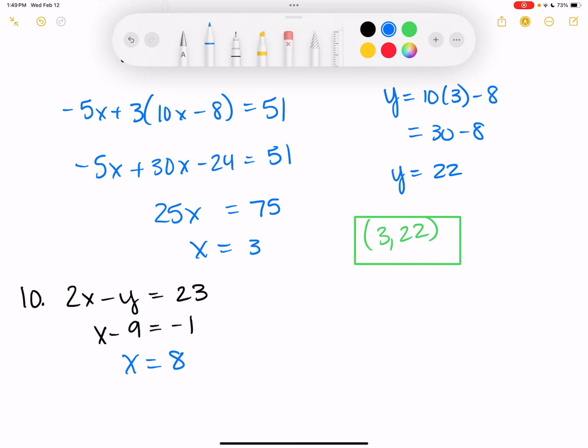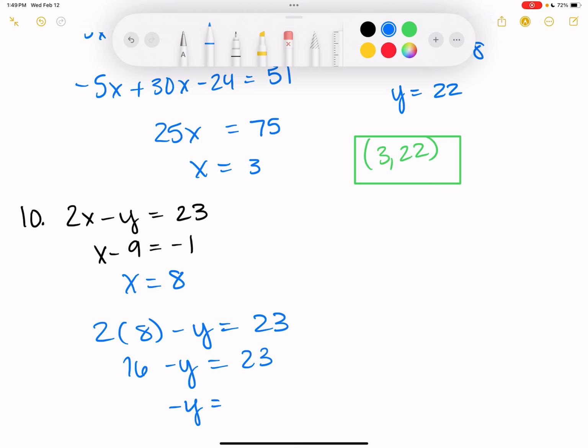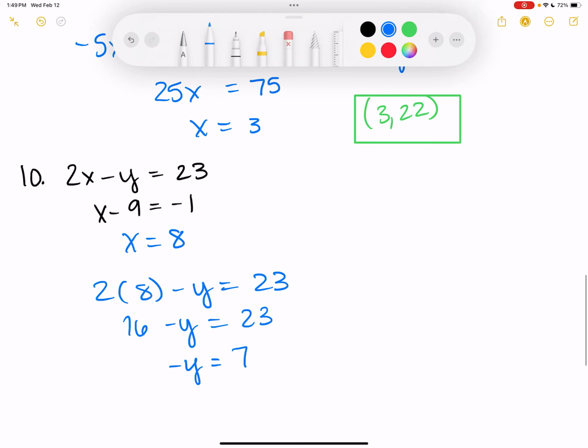I'm going to plug that in here. So 2 times 8 minus y equals 23. 2 times 8 is 16 minus y equals 23. Subtract 16. 23 minus 16 is what? 7. Now what do I have to do? Divide by negative 1. Yep, divide by the negative, so y equals negative 7. So my point is 8, negative 7.